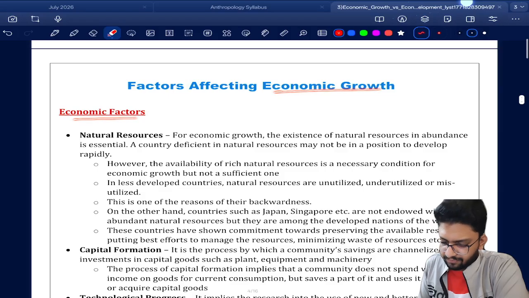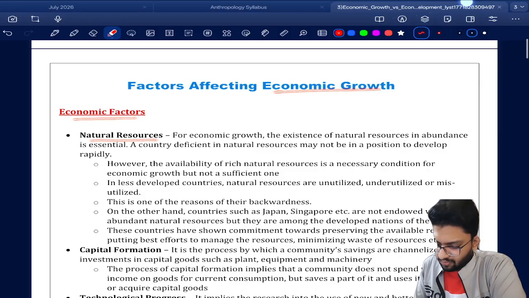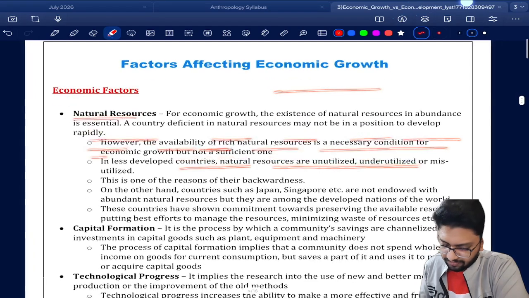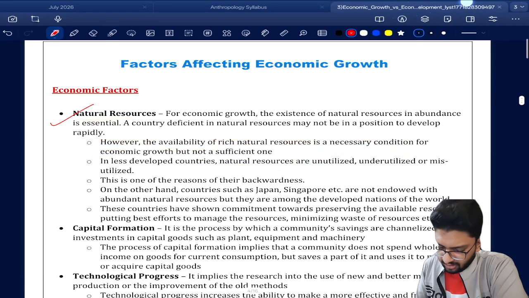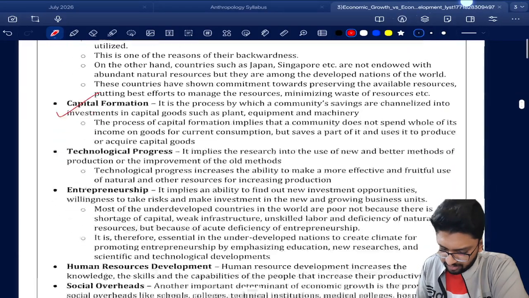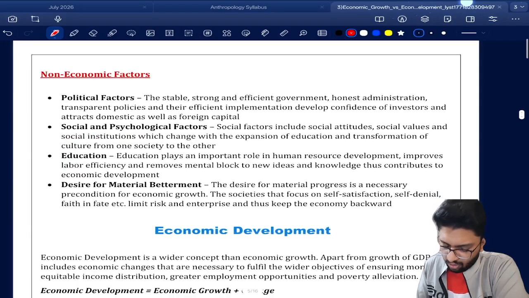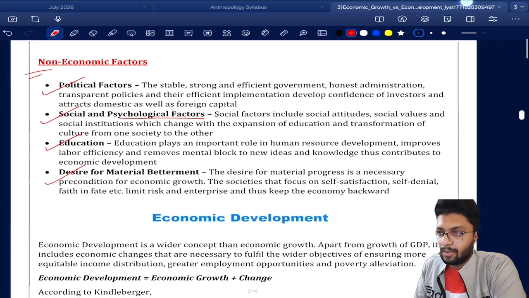Economic factors. Natural resources. For economic growth, the existence of natural resources in abundance is essential. A country deficient in natural resources may not be in a position to develop rapidly. However, the availability of rich natural resources is a necessary condition. Economic factors include natural resources, capital formation, technological progress, entrepreneurship, human resource development, social overheads. Non-economic factors include political factors, social and psychological factors, education, desire for material betterment.